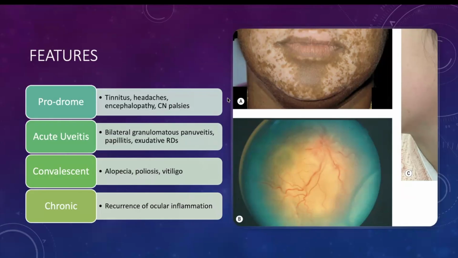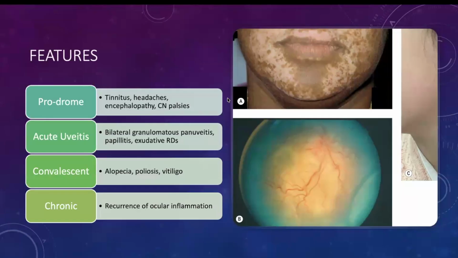The acute uveitis stage tends to be when they present. So you'll have a bilateral granulomatous panuveitis. You're going to be looking at things like maybe a papillitis as well, some exudative retinal detachment. After the acute uveitis phase, they then tend to move on to a more convalescent phase. This will be where you might start to find the skin symptoms taking place, things like alopecia, poliosis, maybe some vitiligo.